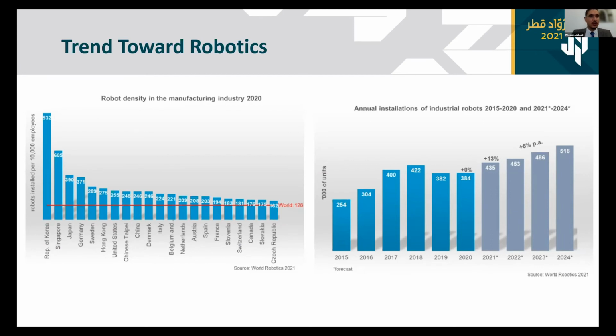Trying to understand now the robot density in the manufacturing industry. This graph shows 2022. This is the robot installation per 10,000 employees. We can see that Korea, Singapore, Japan, Germany, and Sweden are heavily relying on robotics. It's clearly showing that countries with very expensive labor are adopting robotics. This rings a bell that robotics are coming into industry and everyday activities.